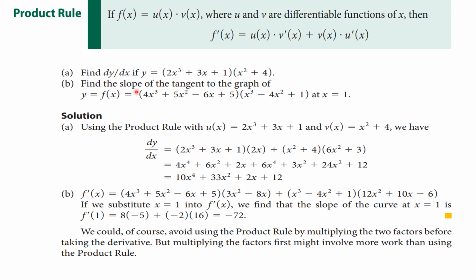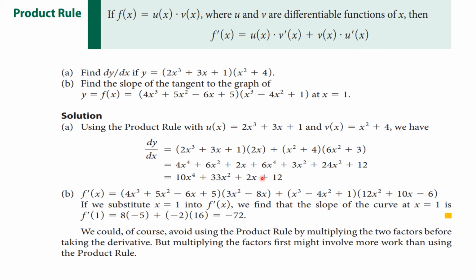Now the next question: find the slope of the tangent to the graph of the function 4x to the power 3 plus 5x square minus 6x plus 5, times x to the power 3 minus 4x square plus 1, at x equal to 1. First we have to find the derivative of this function. Follow the product rule. First write down the first function times the derivative of the second function, which is 3x square minus 8x, plus the second function times the derivative of the first function, which is 12x square plus 10x minus 6.